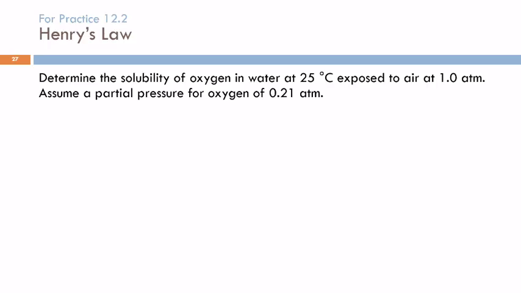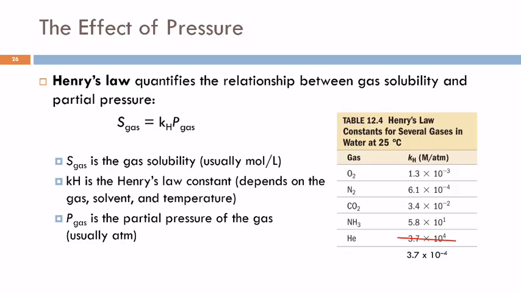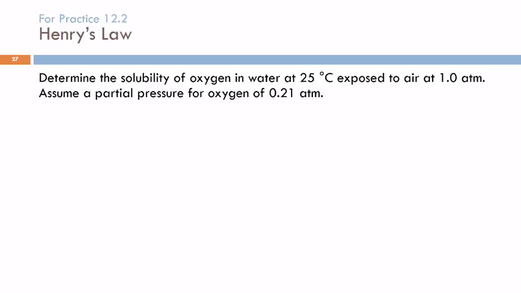So we should be able to do problems like this. Determine the solubility of oxygen in water at 25 degrees Celsius exposed to air at 1 atmosphere. Assume a partial pressure for oxygen of 0.21 atmospheres. So normal air is about 0.21 atmospheres of oxygen. Well, we need the Henry's law constant. So for oxygen is what we're looking at. Henry's law constant is 1.3 times 10 to the minus third. So KH, what did they say, 1.3? Yeah, times 10 to the minus third. And that's molarity per atmosphere.